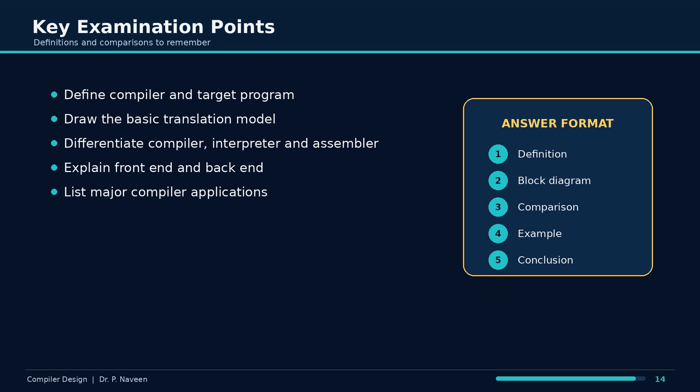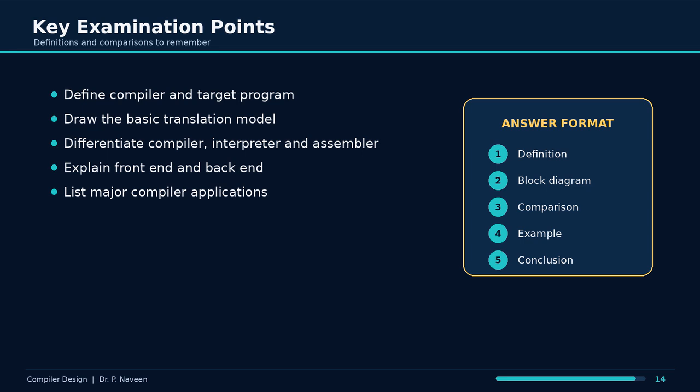So the compiler may create a temporary variable t1, equal to rate multiplied by time. Then position is equal to initial value plus t1. After that, the back end changes these steps into machine instructions. It may load the values into registers, perform the multiplication, then perform the addition. Finally, it stores the answer in position. So this example shows that compilers work step by step.